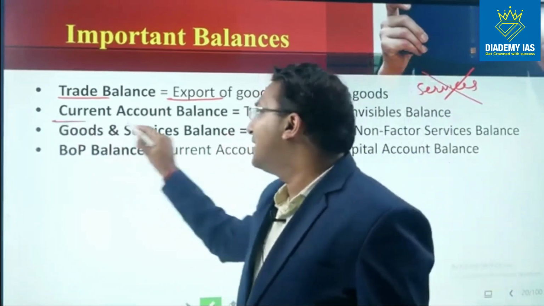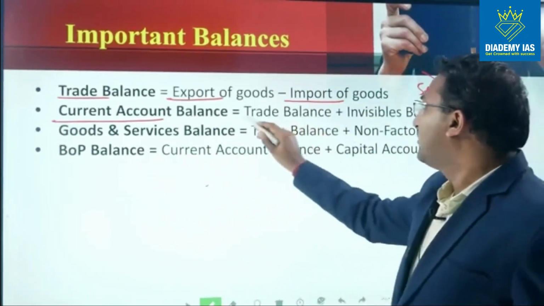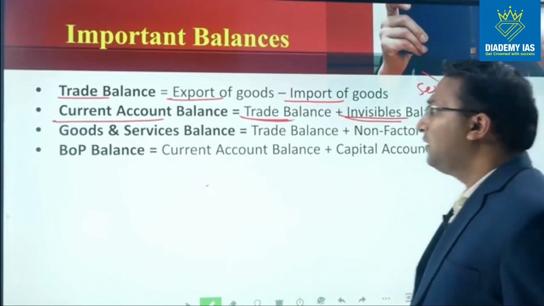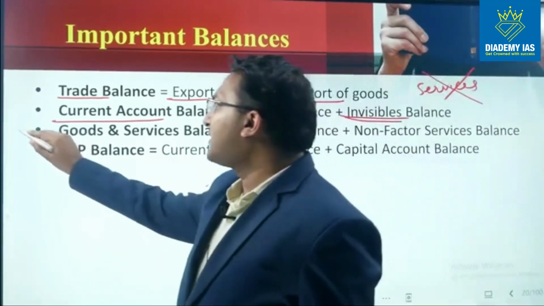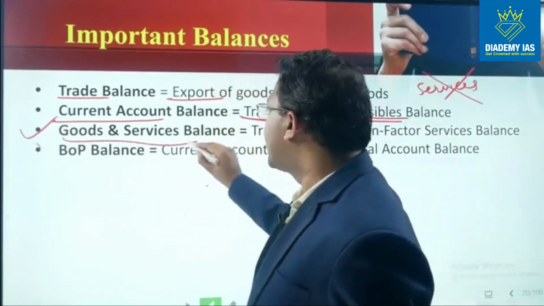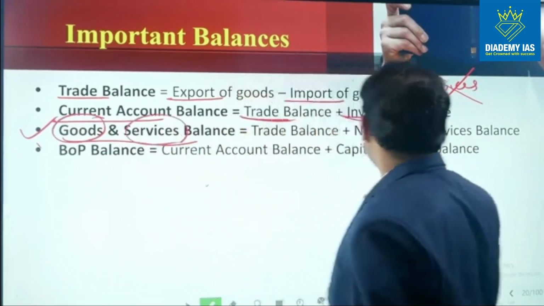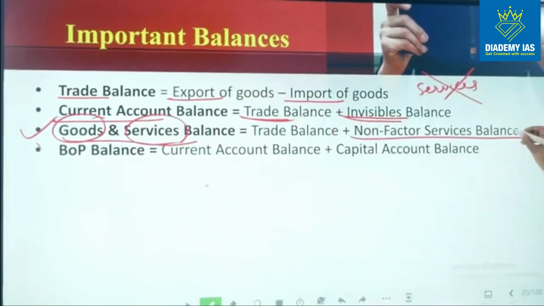Then we have current account balance. It includes both the visibles balance or trade balance and invisibles balance. This is important. The goods and services balance. The goods balance means trade balance, and services balance means the non-factor services balance. Do you remember the example? For example, financial services, software services, right?